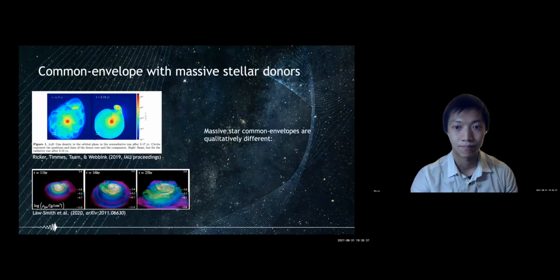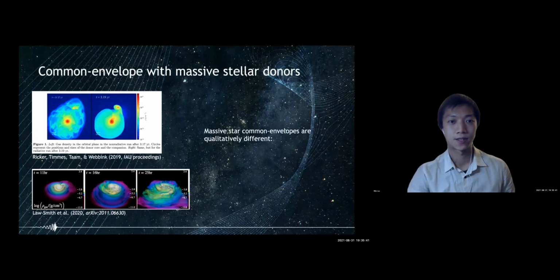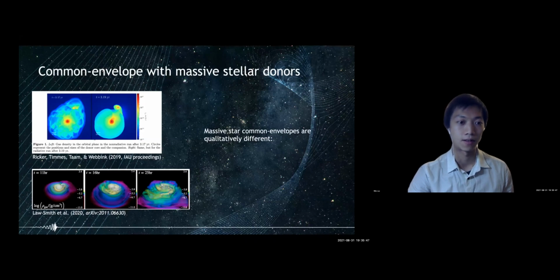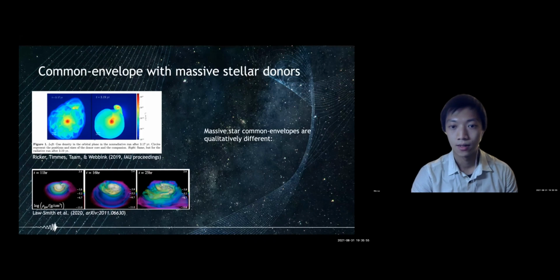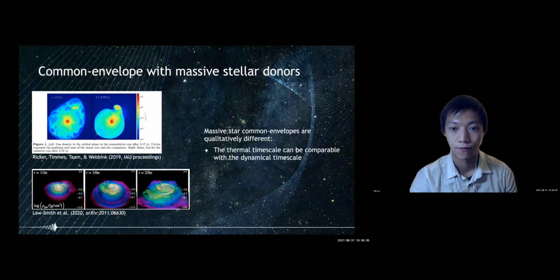However, we really ought to understand massive stellar donors in common envelopes for a number of reasons. First of all, these lead to forming different classes of systems, for example, gravitational wave sources and high mass X-ray binaries, etc. However, massive star common envelopes are qualitatively different from their low mass counterparts, and they are often problematic to simulate for several reasons.